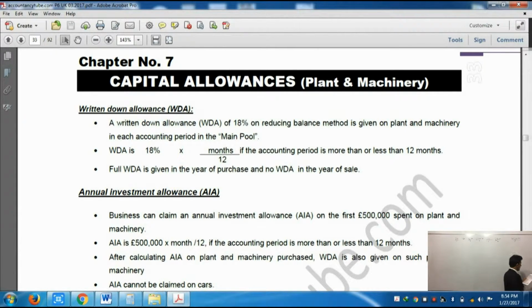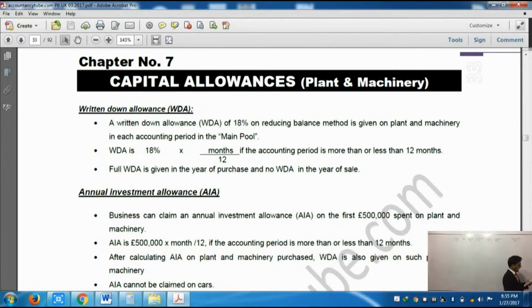Then it says full writing down allowance, full WDA, is given in the year of purchase and no writing down allowance in the year of sales. So when you buy the asset, full writing down allowance will be given in the year of purchase, whereas no writing down allowance will be given in the year of sales. We will see when we do the question, but for now these are just the rules.